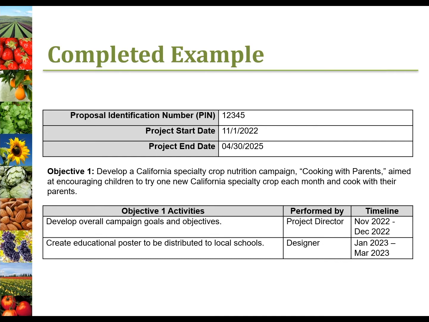The completed project objectives and work plan template may not exceed 5 pages and must be uploaded to the grant proposal application using the Attachments tab in FAST. It must be submitted as a Microsoft Word document.